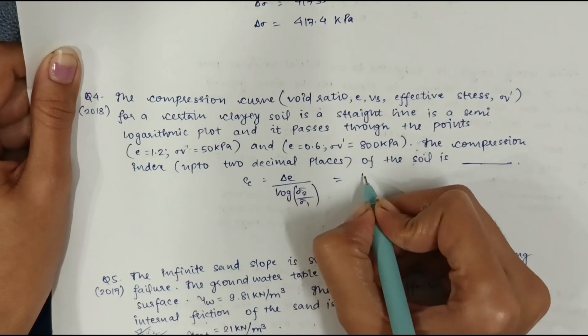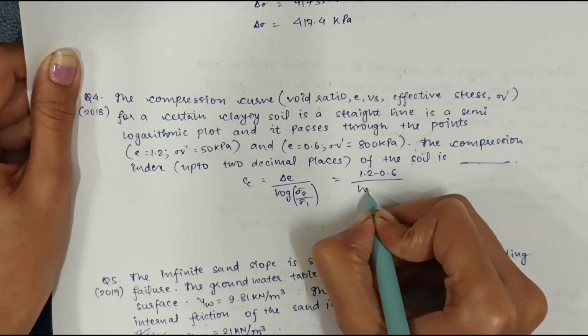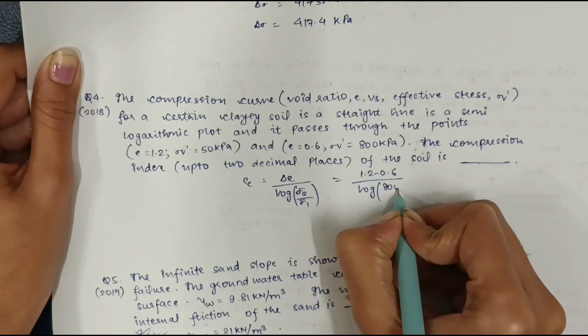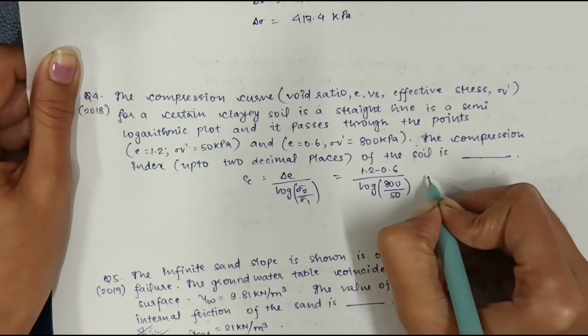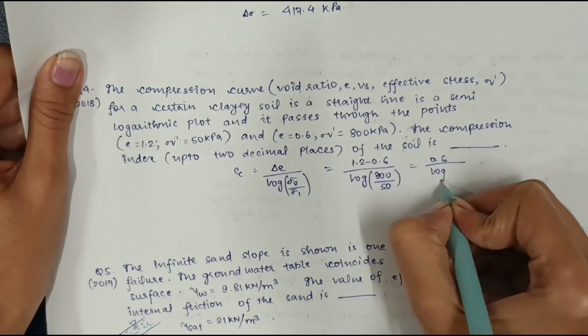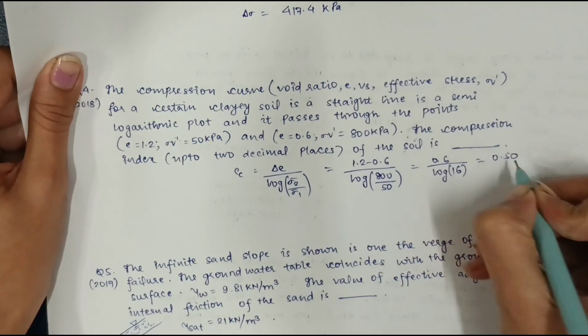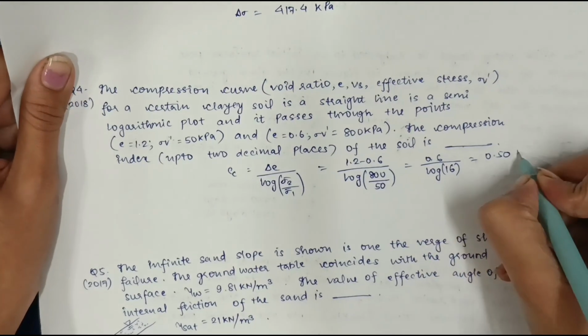So the change in the void ratio will be equal to what? 1.2 minus 0.6, divided by log of final stress, which is 800, by initial stress, which is 50. So this will come out to be 0.6 by log of 16. So the answer will be 0.50. So the compression index will be 0.5.